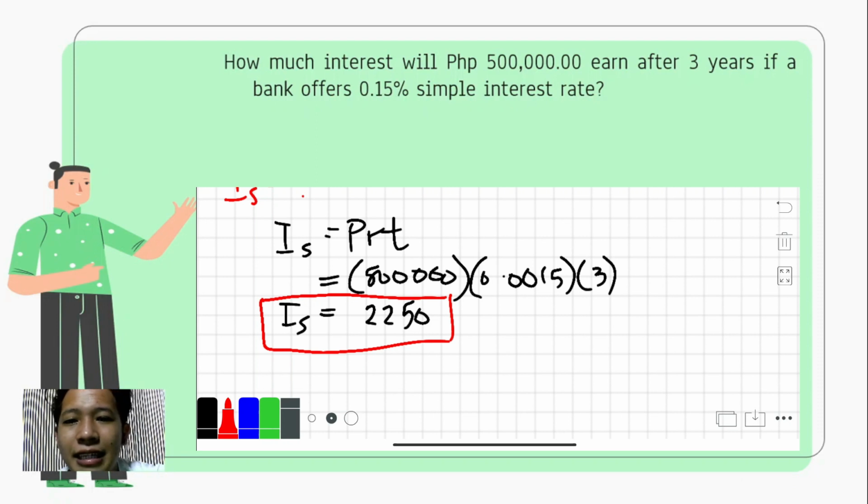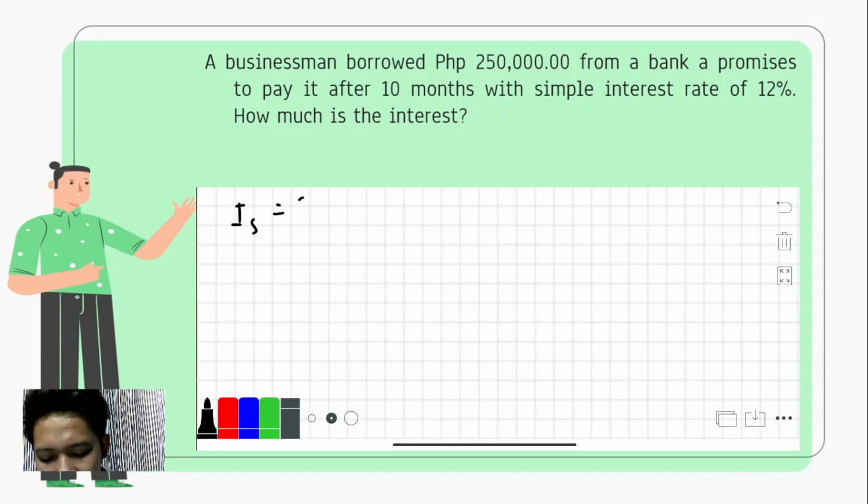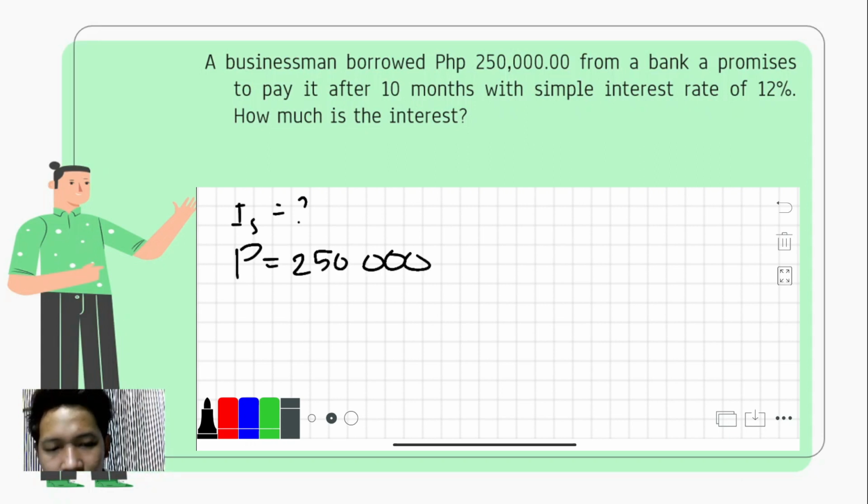So let us have another example. Suppose we have the problem, a businessman borrowed 250,000 pesos from a bank and promises to pay it after 10 months with simple interest rate of 12%. The question is, how much is the interest? So, ang hinahanap po natin is the simple interest. Now, determining the given, sabi dyan, a businessman borrowed 250,000 pesos, meaning to say the principal is 250,000 pesos. And then, sabi dyan, the businessman promises to pay it after 10 months. Ibig sabihin, yung time natin would be 10 months.